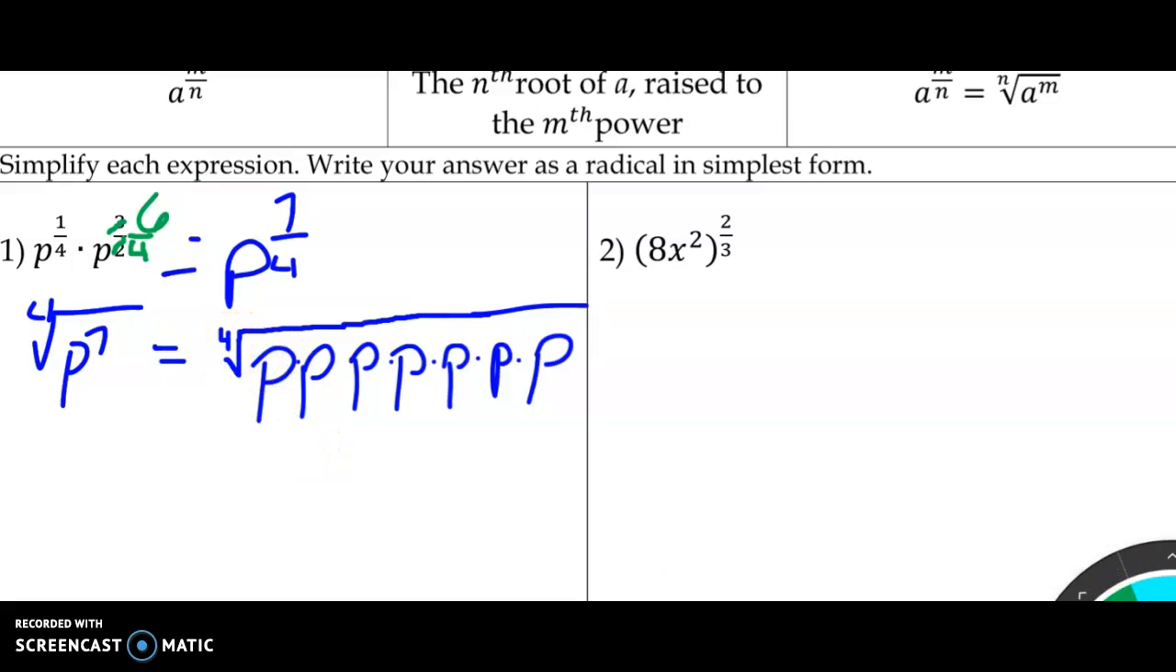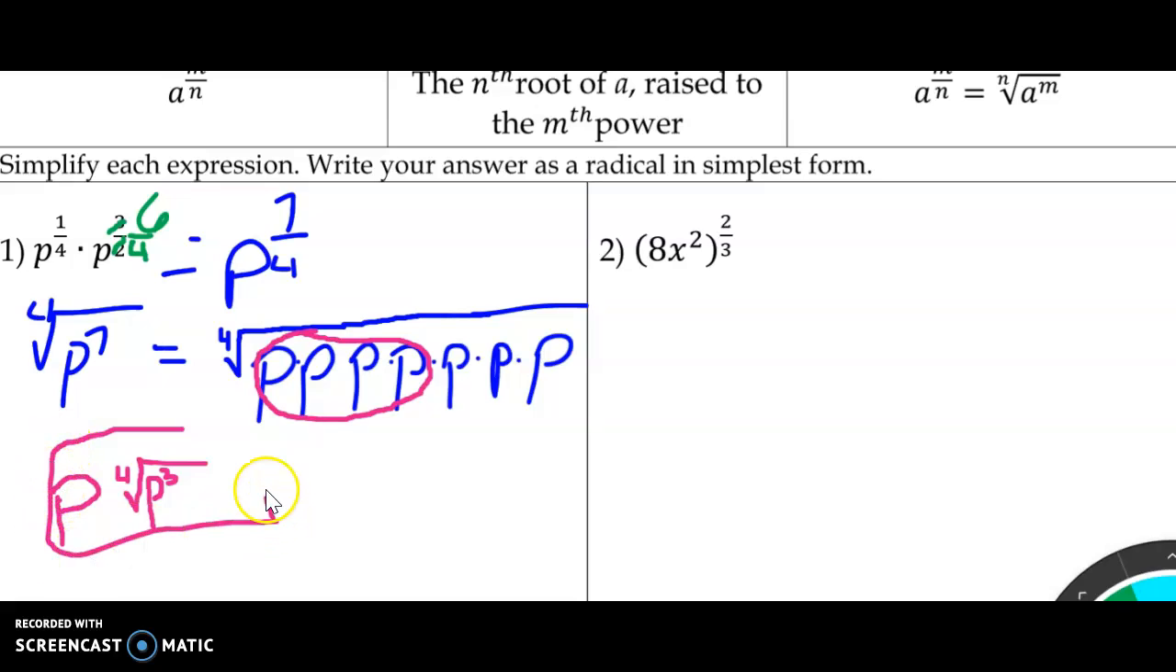Because our index is 4, though, we're looking for groups of 4. So if we see here, we have 4 p's. That means we can say, okay, we have 1 p on the outside, times the 4th root of, let's see, we have 1, 2, 3 p's left over, so we multiply those together and say times the 4th root of p raised to the 3rd power. This would be our final answer.